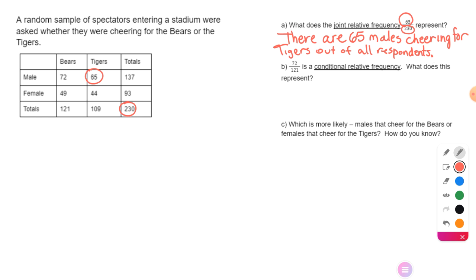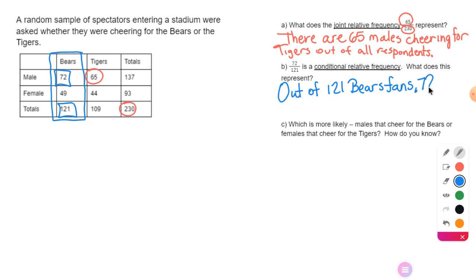And then 72 over 121, so I'm going to find my 72 and my 121. Now this is a conditional relative frequency because the 121 is only talking about the people that are rooting for the Bears. So out of 121 Bears fans, 72 of them are male. So we're no longer looking at the 230 people that were surveyed. We're only looking at the ones that are cheering for the Bears.